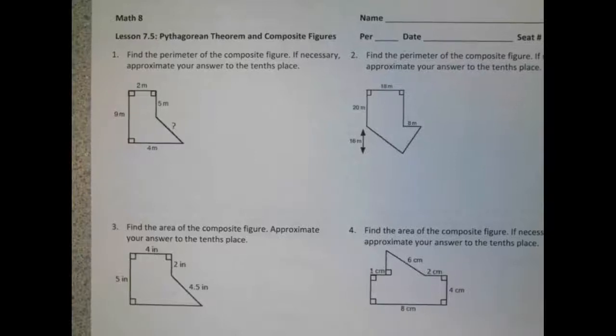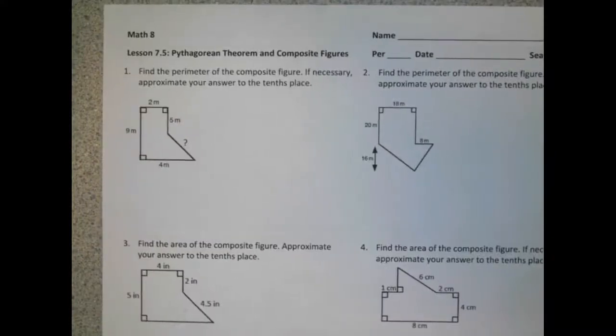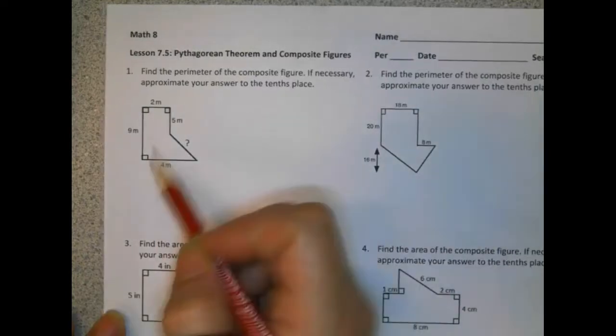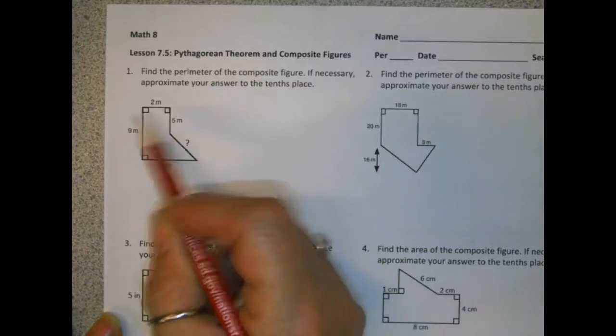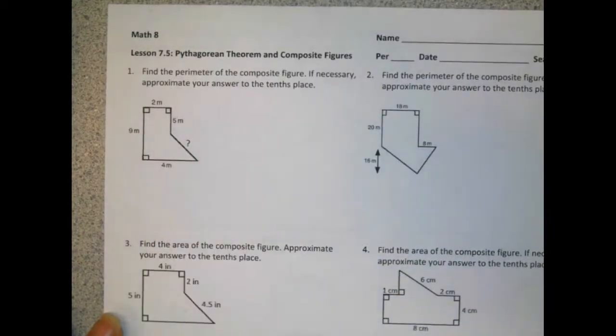Today we're going to talk about something called perimeter. Do you guys remember what perimeter is? When somebody asks you to find the perimeter of something, what are you looking for? The measurement around the thing or object that you're looking at.